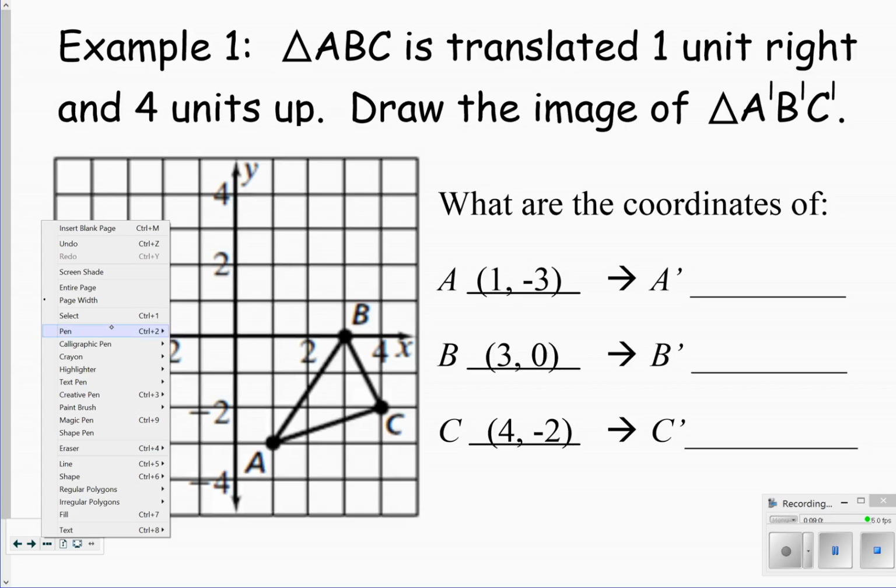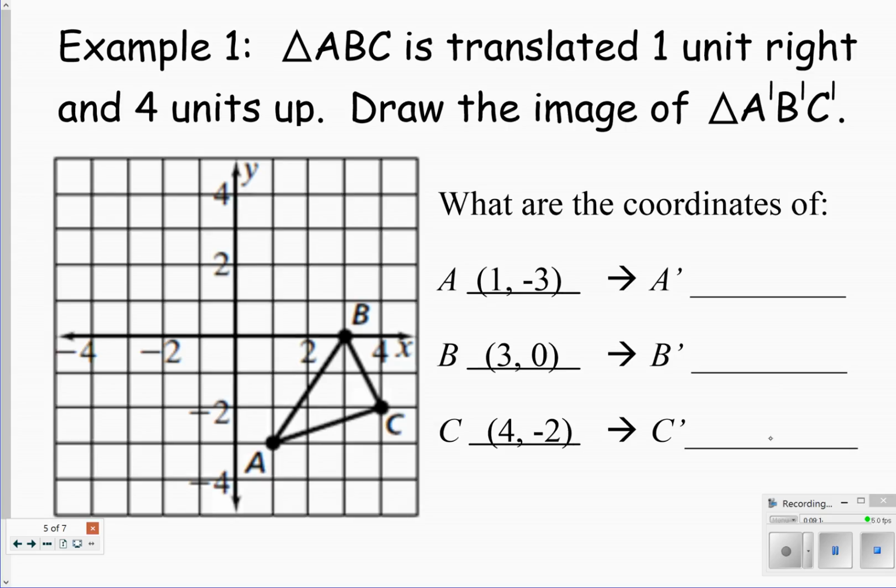I want you to pause the video and see if you can tell me what your new ordered pairs would be for A prime, B prime, C prime while I'm doing this. We want to go 1 to the right and 4 up. So 1 right. There we go. There's A prime and B prime and C prime. Okay, so I didn't have straight lines this time, but that's okay. We still get the point.